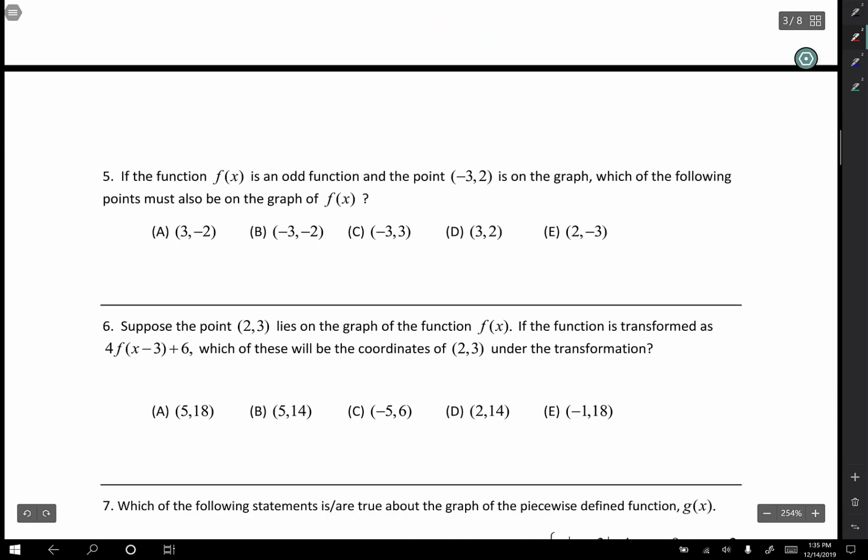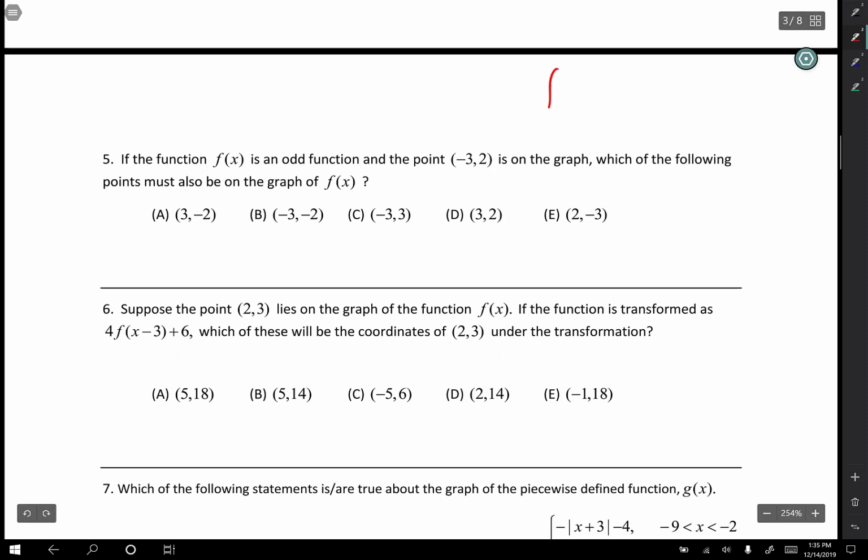If the function f of x is an odd function, so it's talking about odd functions, so odd functions have this property.